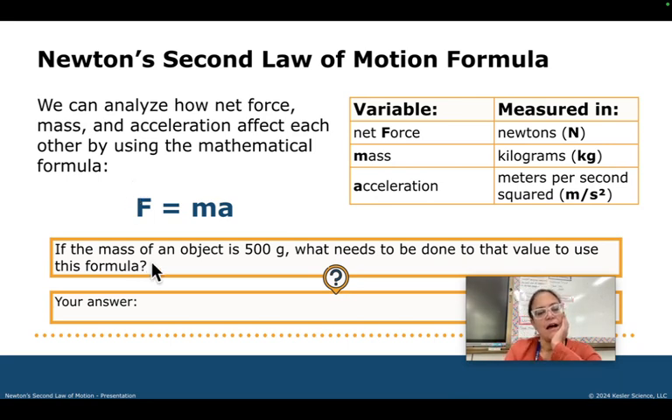Anyway, if the mass of an object is 500 grams, what needs to be done to that value to use this formula? So the mass is 500 grams. What would we need to do with that number? We would need to multiply it by the acceleration. And we don't have that yet. So we just know that the mass is 500 grams. The force is yet to be decided because we don't have the acceleration number. So unless you have both, you can't really do the force.